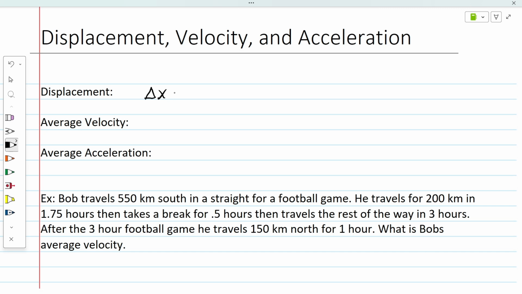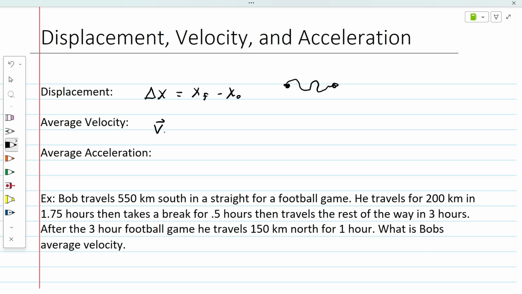So the change in x is equal to the final position minus the initial position. So again, kind of what we talked about, if you're going from one spot to another, it doesn't depend on the path you travel, it only depends on the final position subtracted from the initial position, and we'll do some calculations with that.